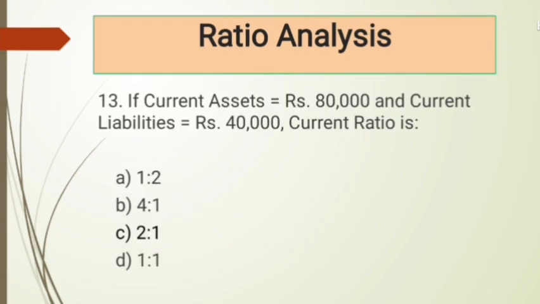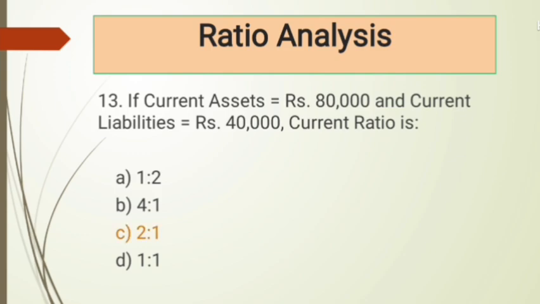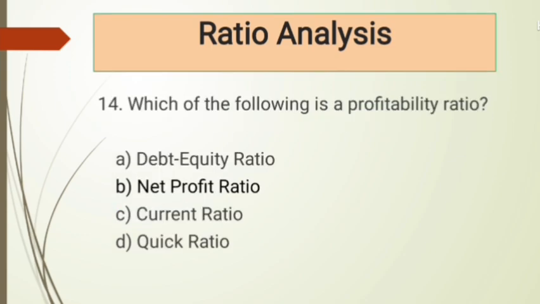Then the next question is, if current assets are 80,000 rupees and current liabilities are rupees 40,000, the current ratio is. So as we know, the formula of current ratio is current assets divided by current liabilities, and that is why 80,000 divided by 40,000 is equal to 2:1, and that is why the answer is C, 2:1.